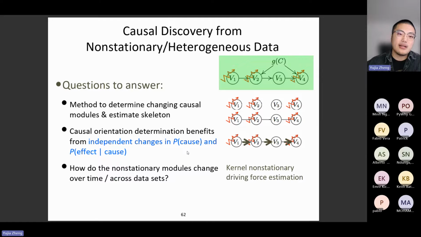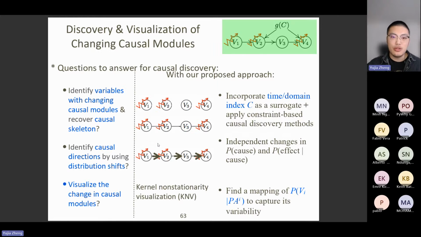And there are basically three questions to answer. Is there any method to determine the changing causal modules and estimate the skeleton in the presence of a change of distribution? How can we orient the causal directions, benefiting from the independent changes? And how do the non-stationary modules change over time across the dataset? So we have answered all these questions in our algorithm called CD-NOD.